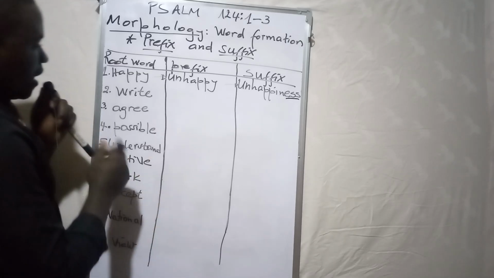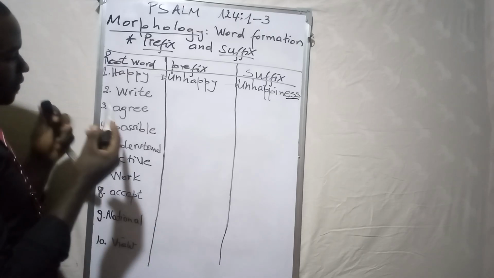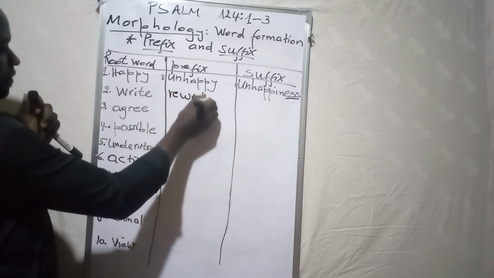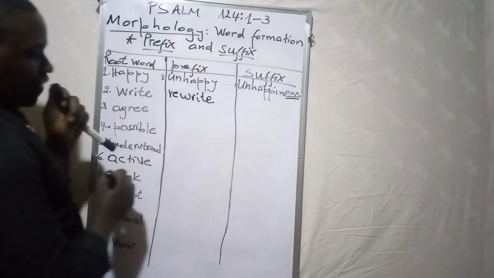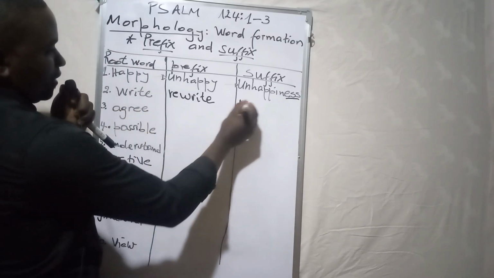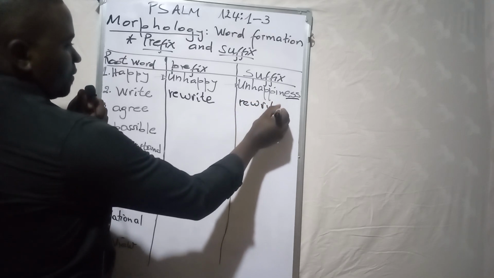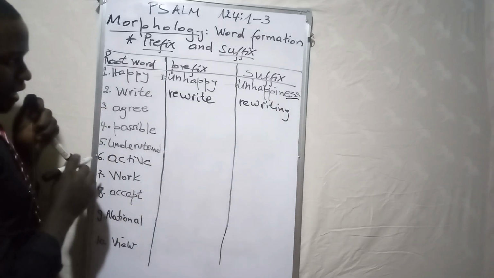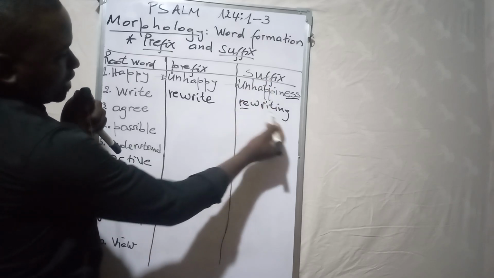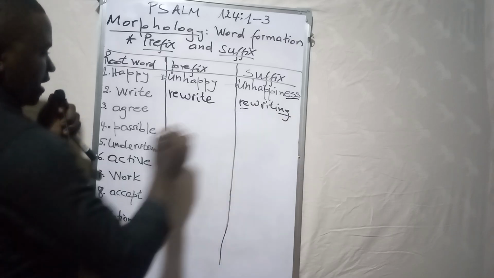So by making this prefix of write, how do we say? Here we use the prefix re: rewrite. So the suffix is rewriting. Rewriting. You see here, this word has a prefix and a suffix, re and ing.